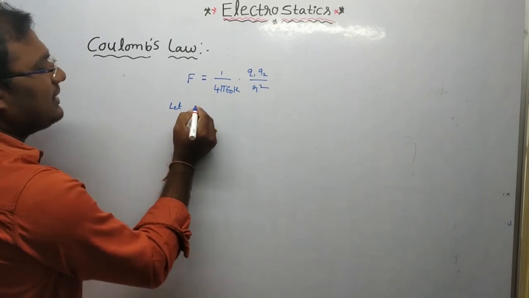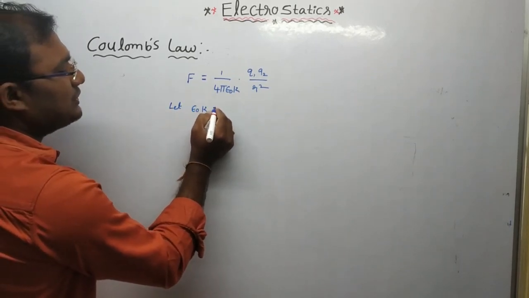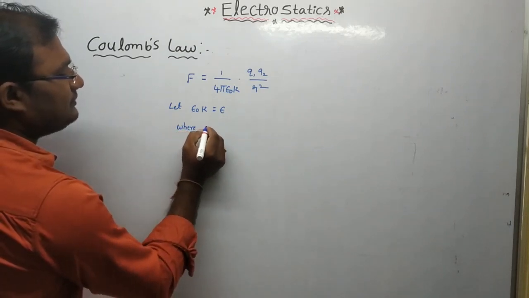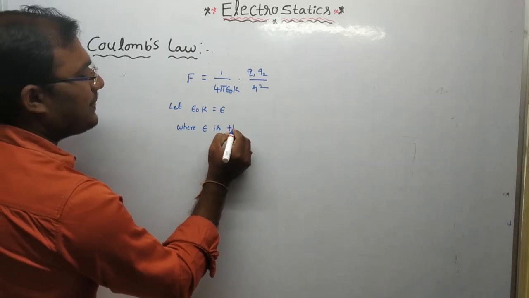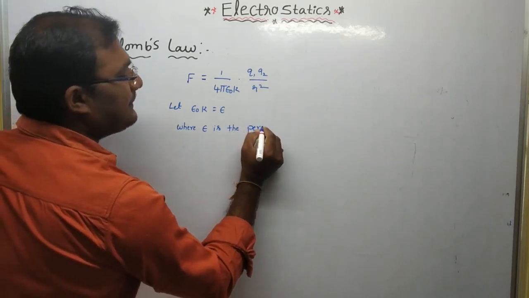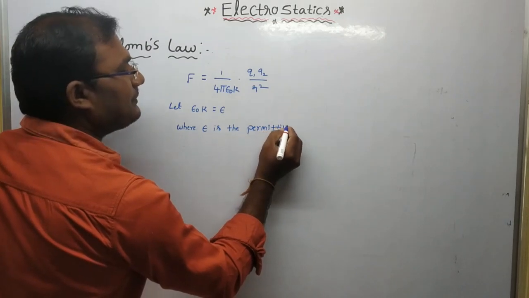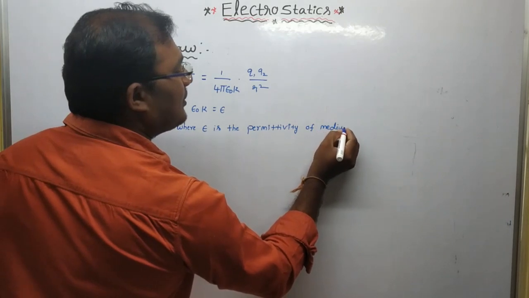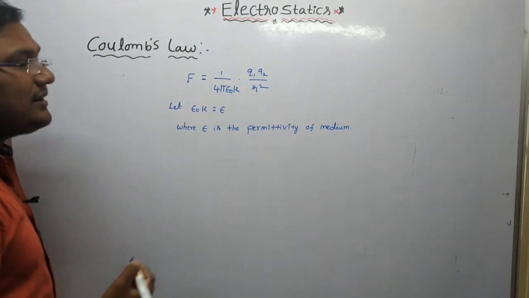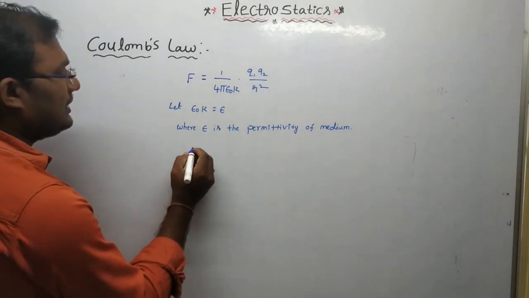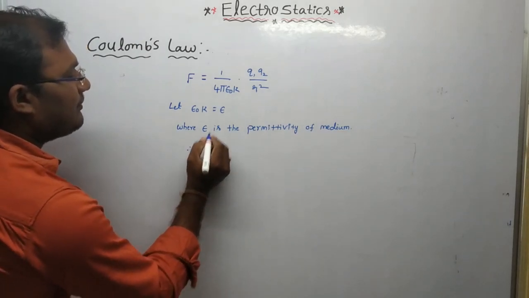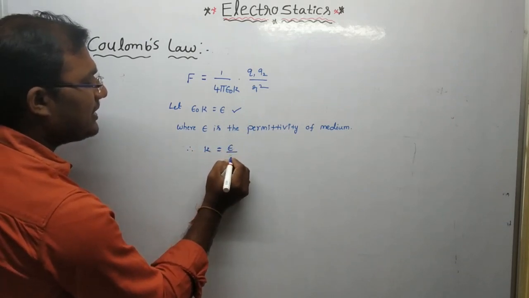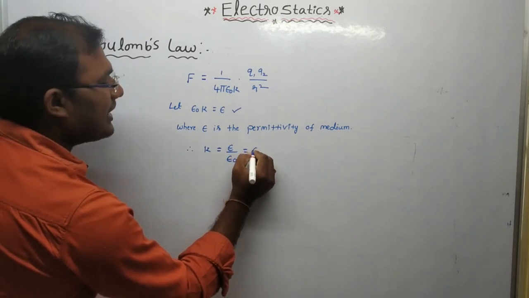Let epsilon naught K equal to epsilon, where epsilon is the permittivity of the medium in which the 2 point charges are located. Therefore, from this expression, K equal to epsilon by epsilon naught, that will be epsilon R.